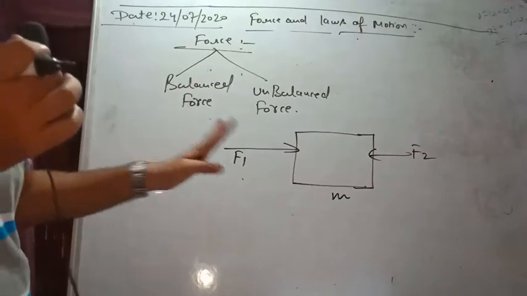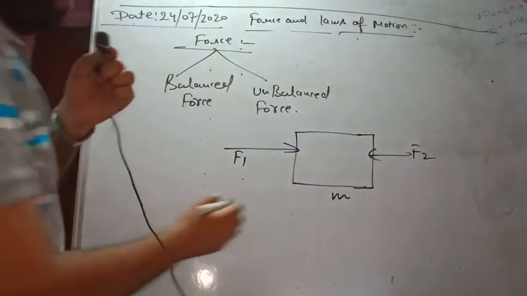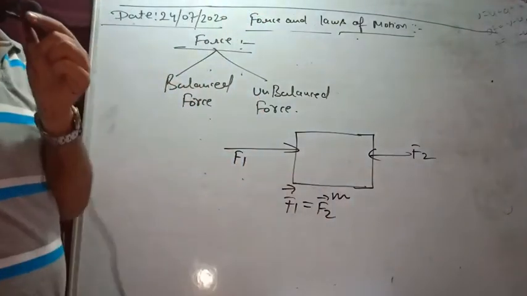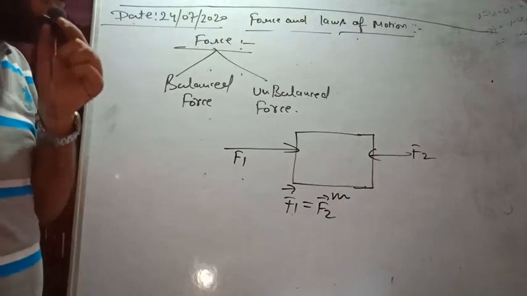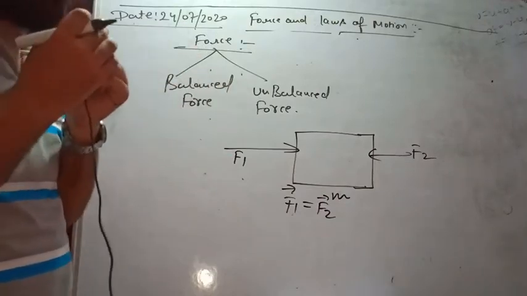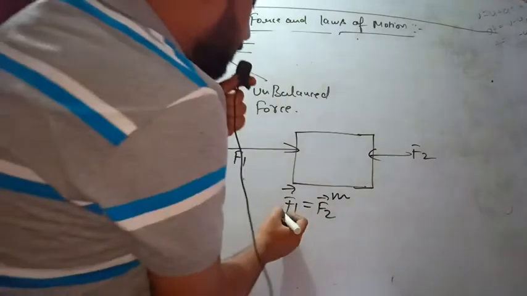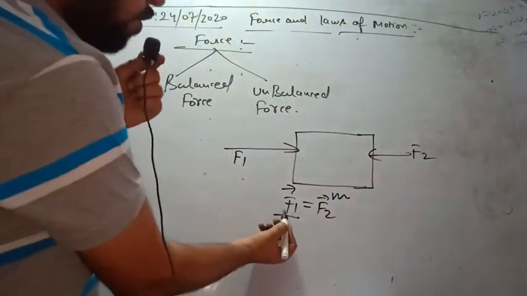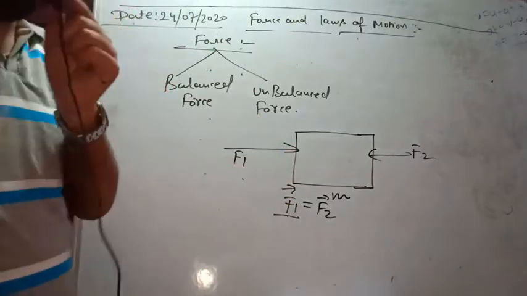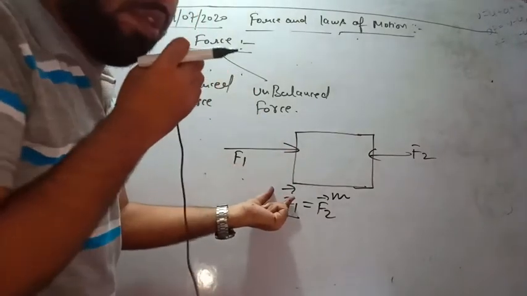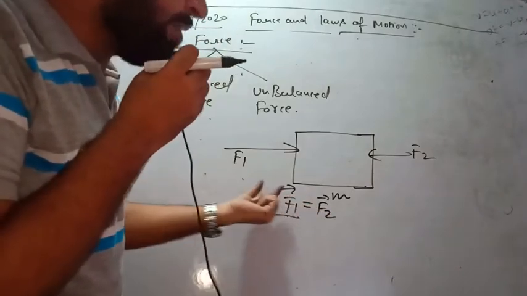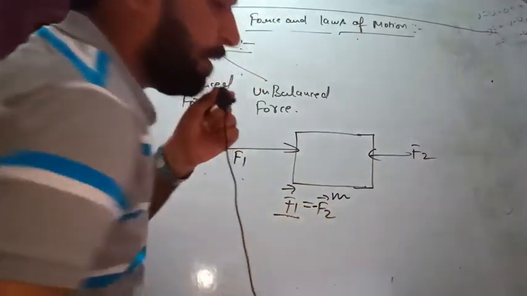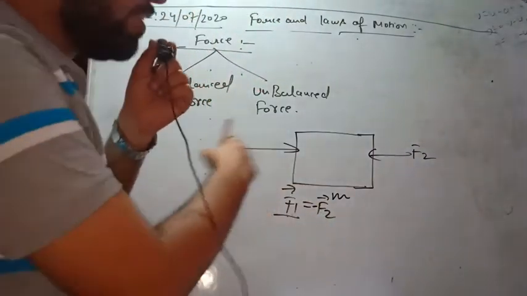So if these two forces are equal, if F1 and F2 are equal, will the car move? Will the block move? No. Why will the block not move? Because the resultant of these two forces is 0. Why is the resultant 0? F1 is equal to F2. Force is a vector physical quantity, so along with magnitude, direction is required. As you can see, I have drawn an arrowhead, and this arrowhead indicates the direction. So F1 is equal to F2 in magnitude, but F1 is equal to minus F2 because the direction is opposite.